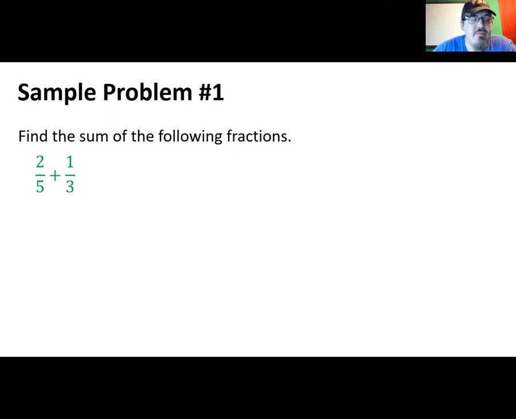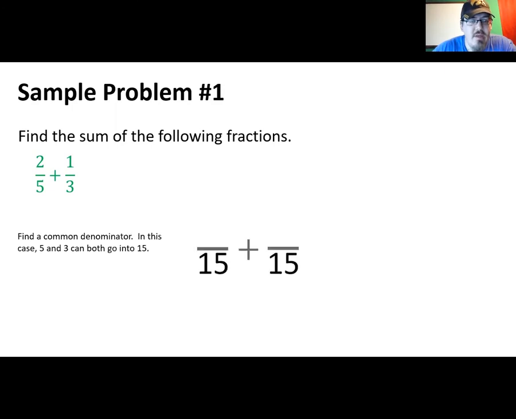So we need to figure out what 5 and 3 can both divide into nicely. In this case, 5 and 3 can both go into 15. So 15 is going to be our common denominator. Now, we have to make sure that our fractions are rewritten in equivalent form. In the previous video, we talked about what it means for fractions to be equivalent. So what we're doing here is essentially expanding these fractions to have the new denominator of 15.